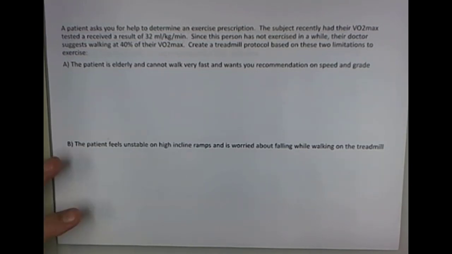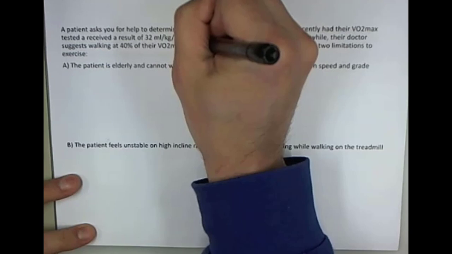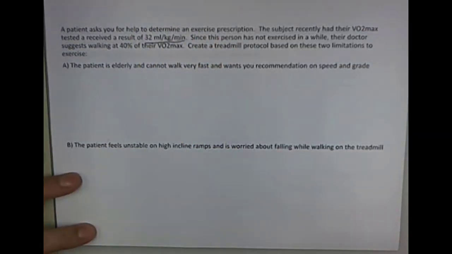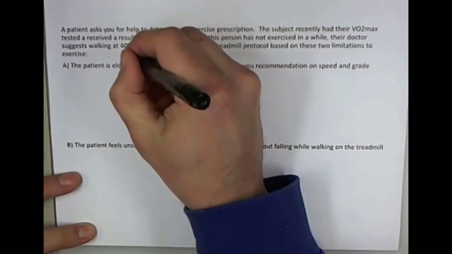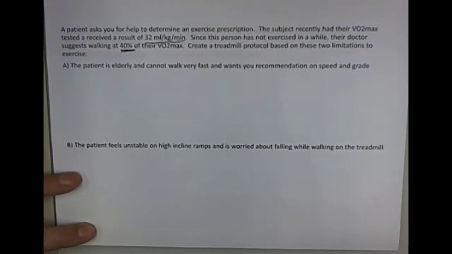They recently had their VO2 max tested and received a result of 32 mL per kg per minute. So that's their VO2 max, 32. Since the person has not exercised in a while, their doctor suggests walking at 40% of their VO2 max. Create a treadmill protocol based on these two limitations to exercise.